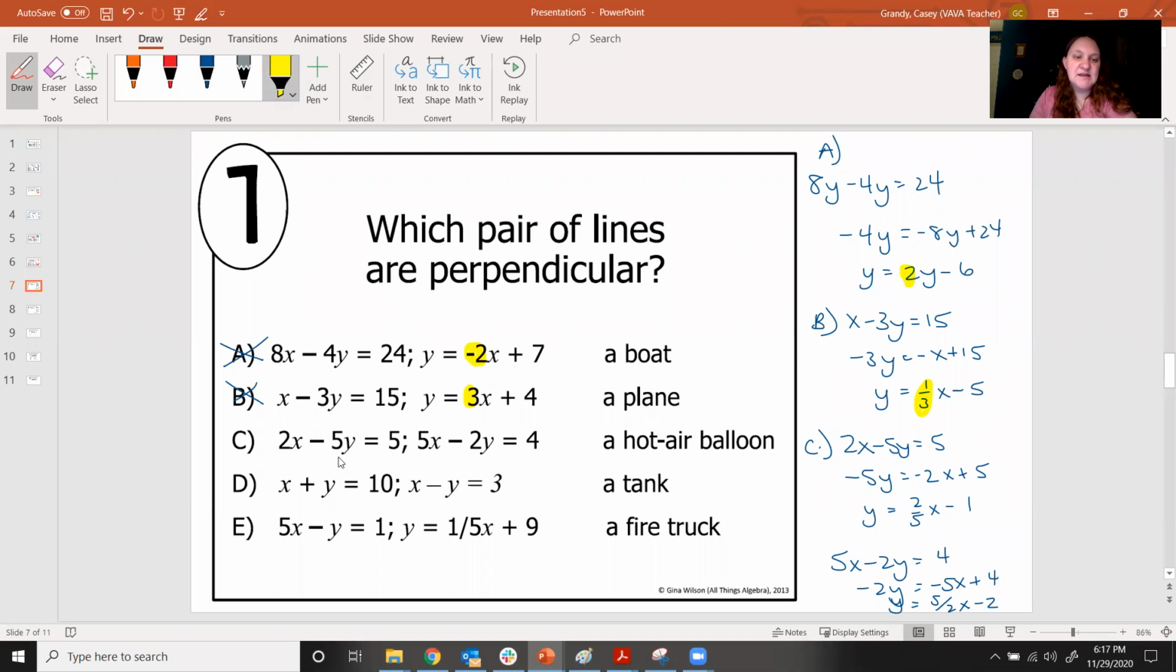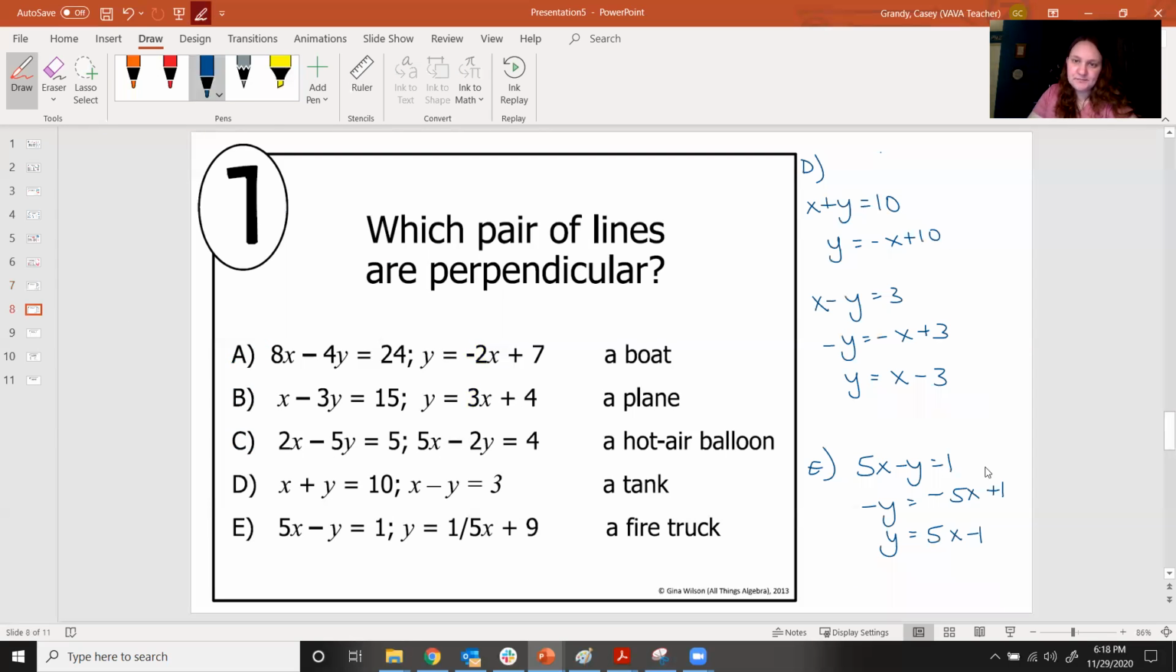In C, neither one is given to us in slope-intercept form. So when I rewrite the first equation, I get y equals 2/5 x minus 1. And the second equation got a little squished, but it says y equals 5/2 x minus 2. They are reciprocals, that is true, but they are not opposite reciprocals. So our answer is not C. They have to have different signs. One has to be positive, one has to be negative, and that's not true here.